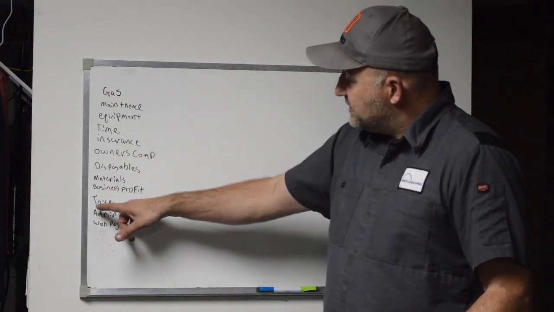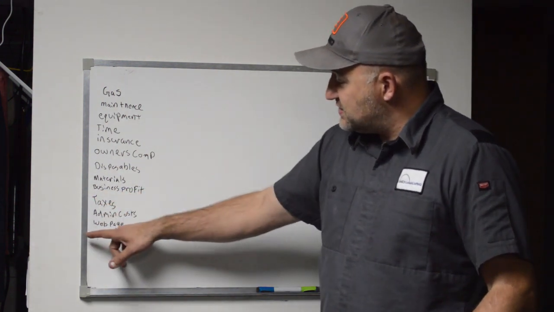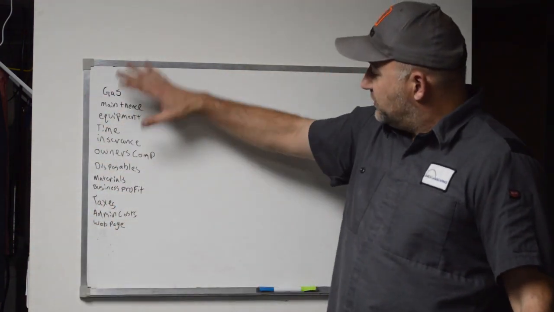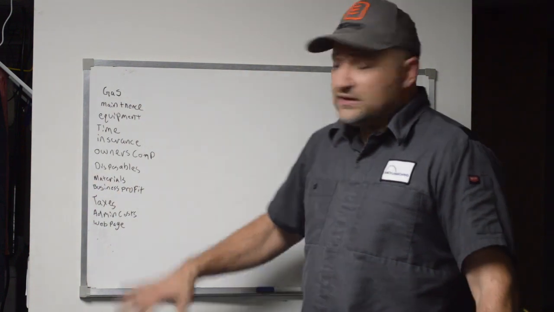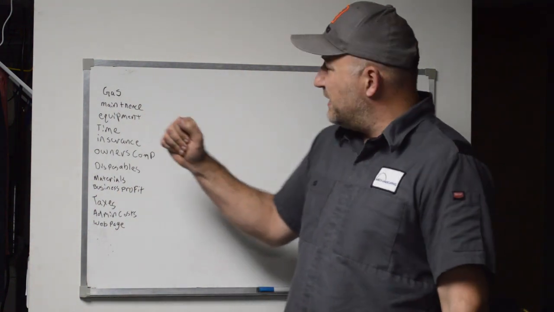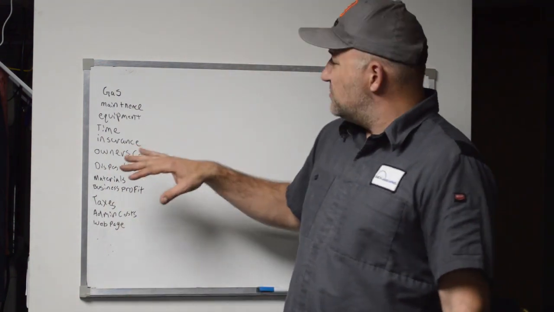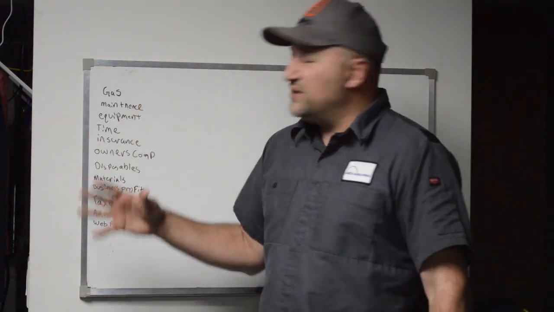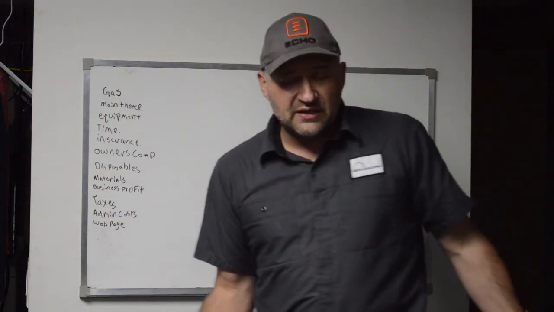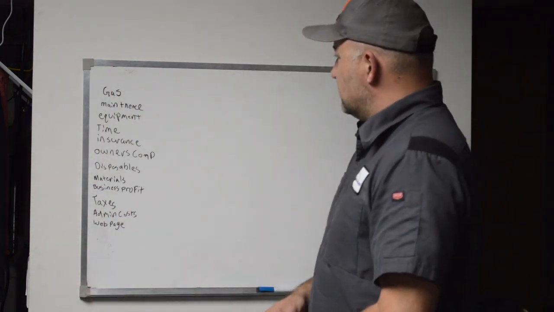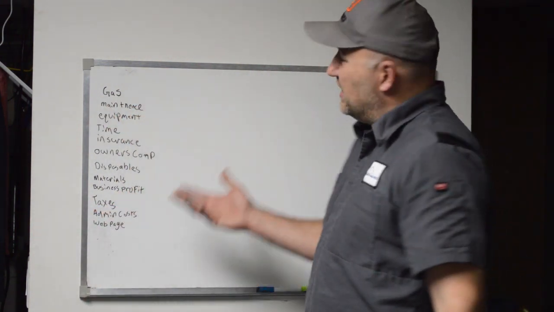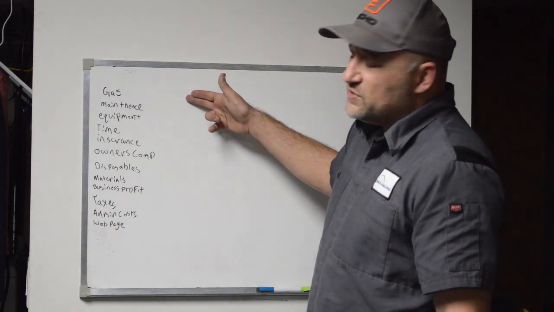Business profits, taxes, admin costs, web page. Again, this list can go on and on. However, this gives you a start on some of the things, and we're not even going to go through all of them. We're going to go through the main features that are on everybody's radar. Gas, maintenance, and equipment are in everybody's business. I put gas on top because it's probably one of your biggest costs, and we need to figure out how much gas we're using.